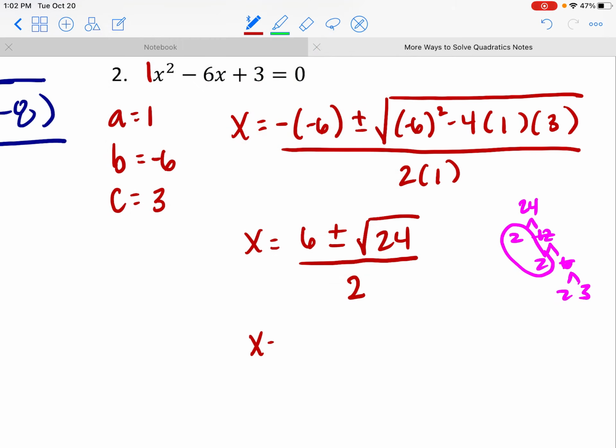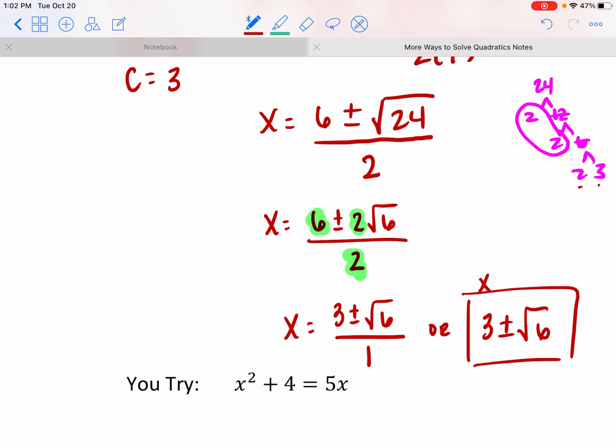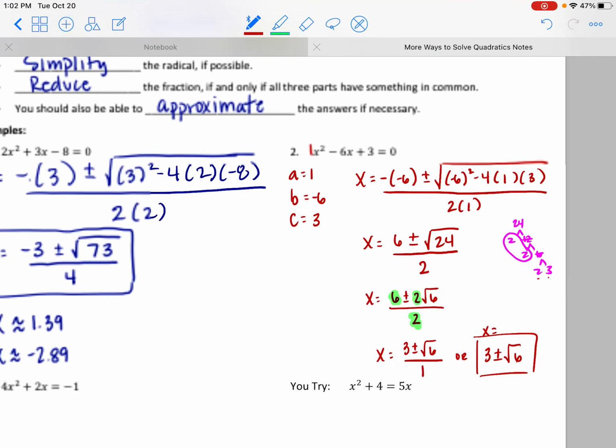So this becomes 6 plus or minus radical 24 becomes 2 radical 6. And then on the bottom we have a 2. Now we can reduce because the 6, the 2, and the 2 all have a 2 in common. So if I divide each of those by 2, then I get my final solutions. 6 divided by 2 is 3. 2 divided by 2 is 1 in front of the radical 6, and again 2 divided by 2 is 1. Now we don't technically need that 1 on the bottom, so we can just say x equals 3 plus or minus radical 6. Okay, so quadratic formula, yay!